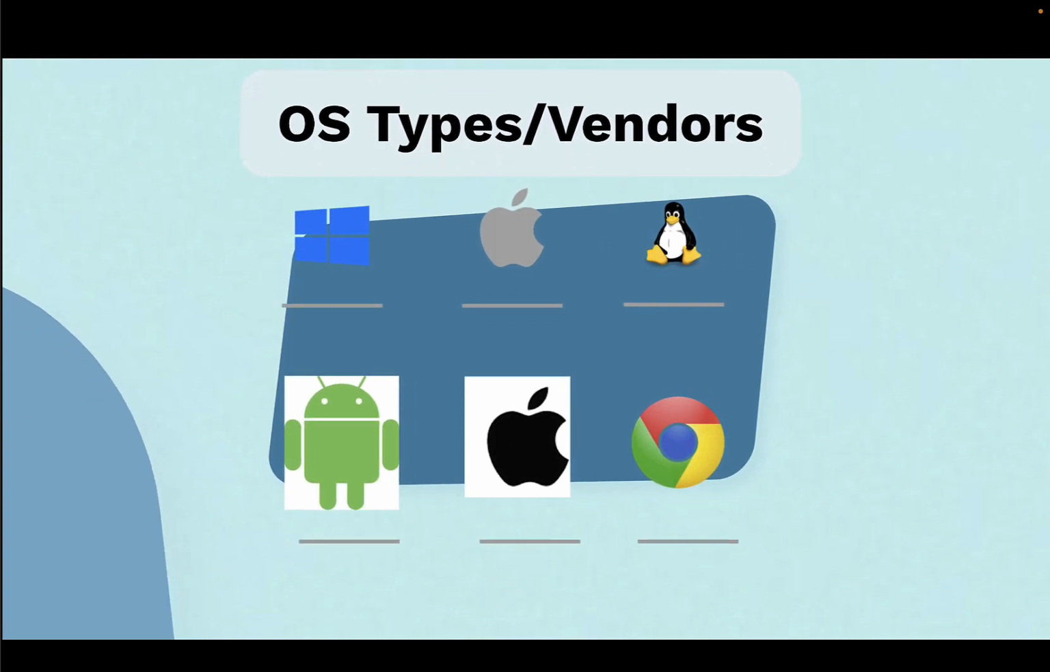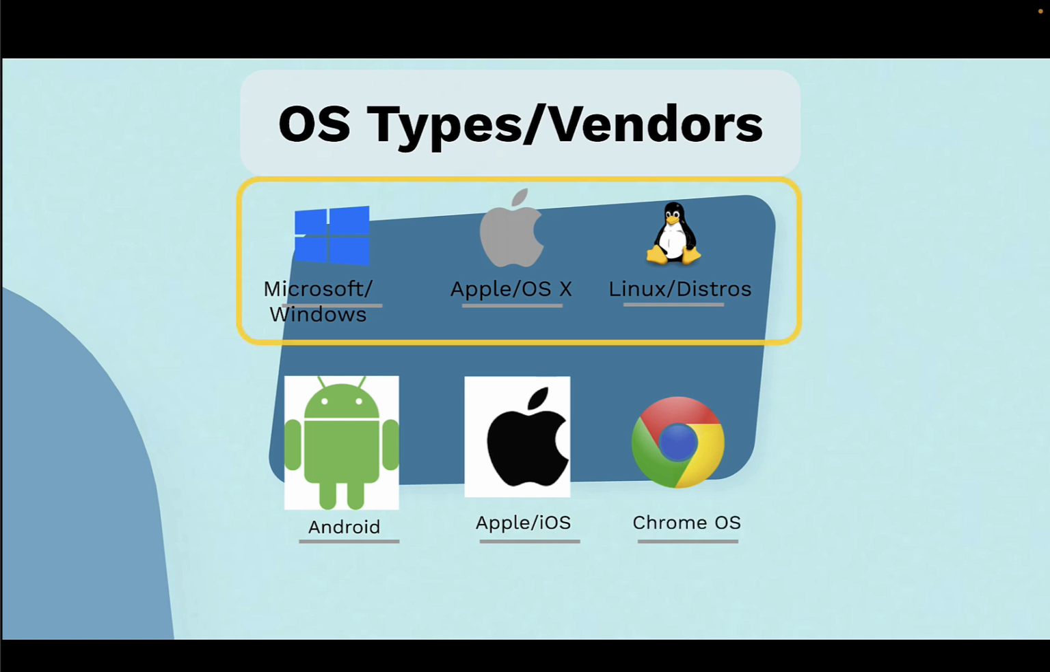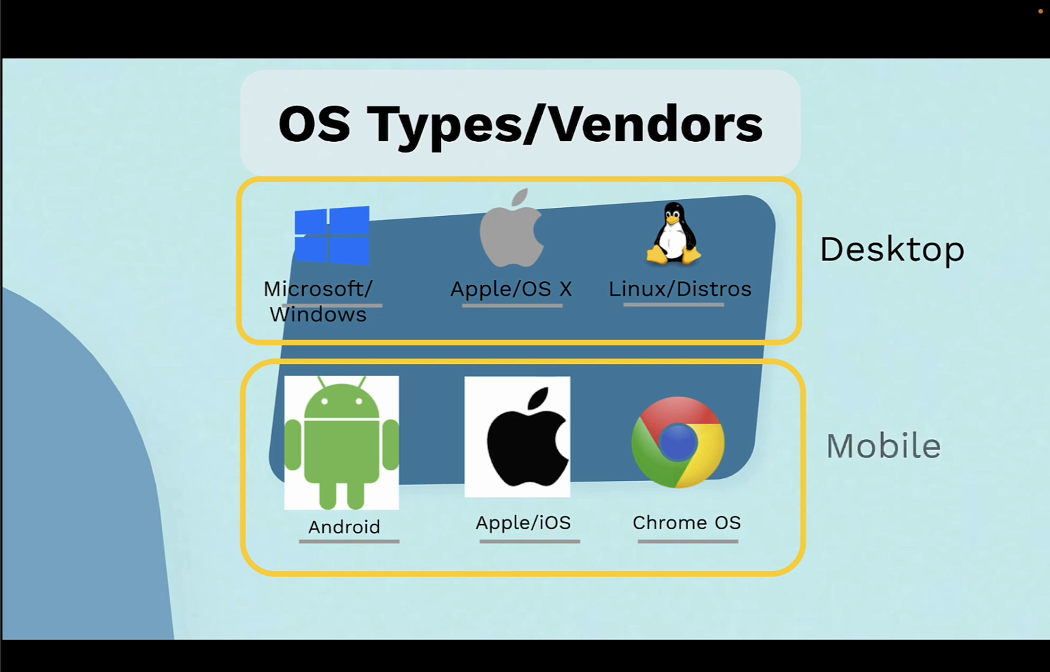Now, the operating systems that we have are based on different vendors, so let's put things in perspective here. We have Microsoft Windows, Apple OS X, and Linux and its distros or distributions, because there are many different flavors of Linux. Then we have our Android platform, Apple iOS, and Chrome OS. I want to highlight that the top three are designed to work on a desktop system, whereas the bottom are designed for a mobile device.